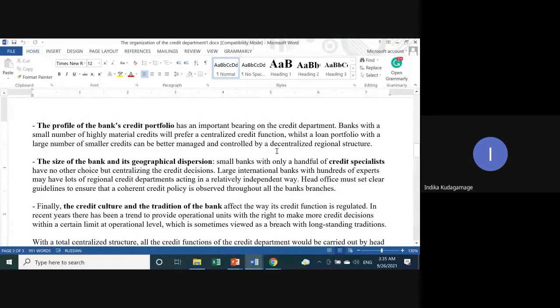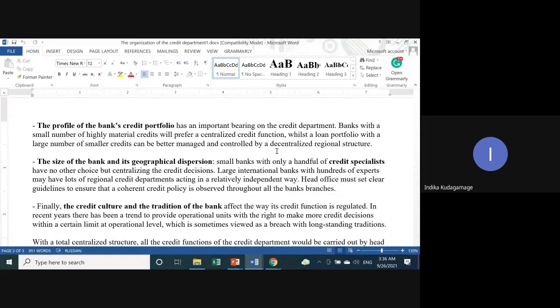The profile of the bank's credit portfolio has an important bearing on the credit department. If we have a larger number of bigger loans, then a centralized function is best because you have to monitor them very well. But if you have a large number of smaller loans, you can have a decentralized one. Then there is the size of the bank and geographic dispersion. If you are a big bank spread everywhere, you can have a decentralized setup because the center will provide the detail, covering regionally, but that is not applicable to Sri Lanka.